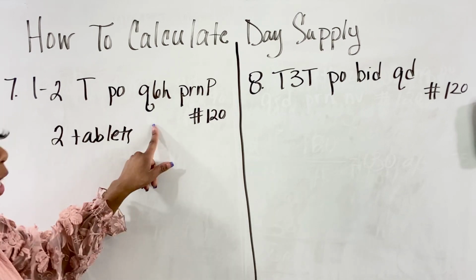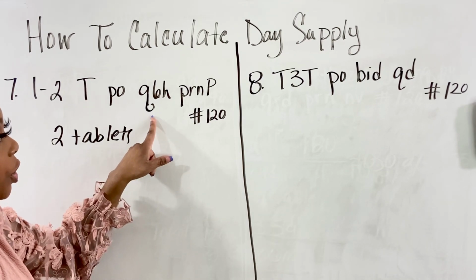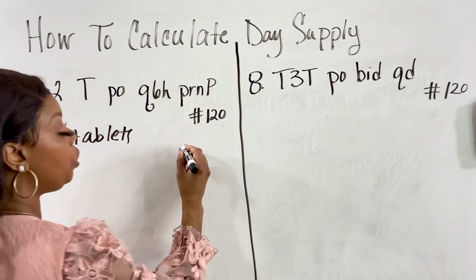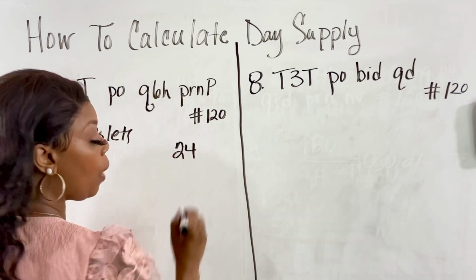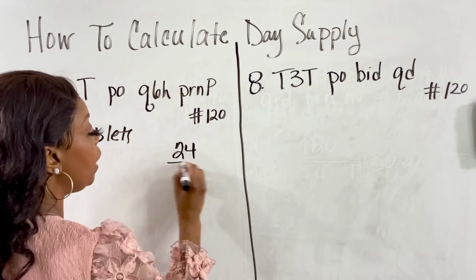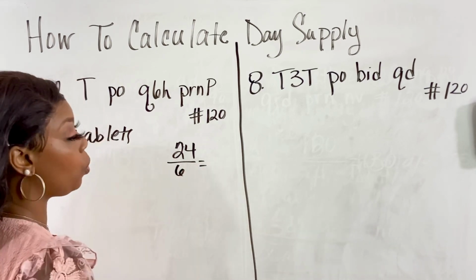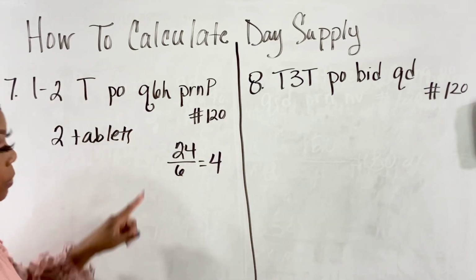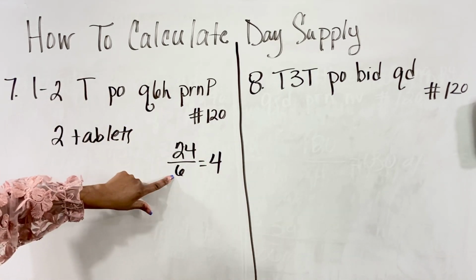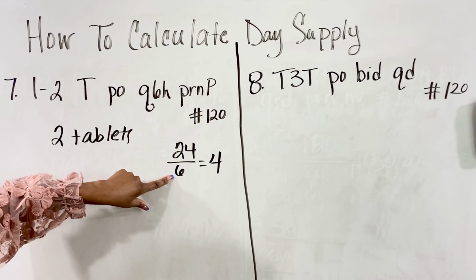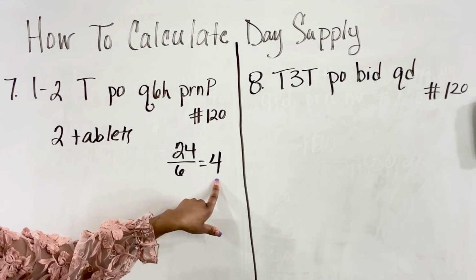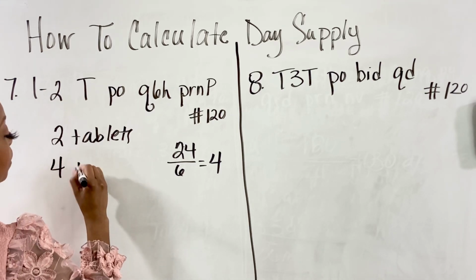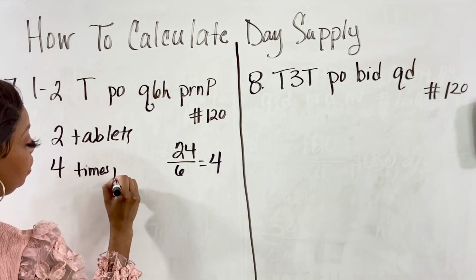Now listen, every 6 hours, we have to figure out how many times they're going to take this. Now it says every 6 hours, so what you do is you take however many hours are in a day, which is 24 hours, and you divide it by 6, so 24 divided by 6 is going to be 4. There's 24 hours in a day, and this patient is taking it every 6 hours. So that means they're going to take it 4 times a day. So they have 2 tablets, and they're going to take it 4 times per day.